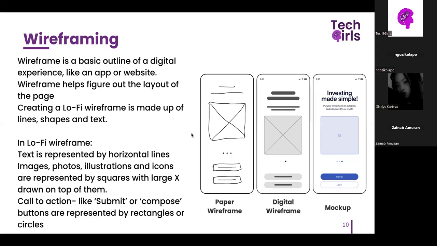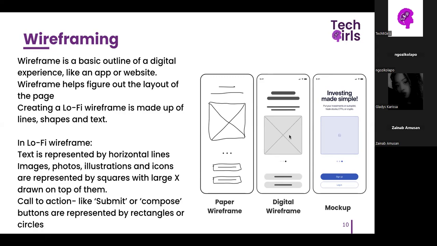Okay. So then images, photos, illustrations, and icons are represented by squares with a large X drawn on top of them, just like what we are seeing on the screen. So with squares with a large X drawn inside of it, when you see something like this, just know that it is an image that is going to be there.